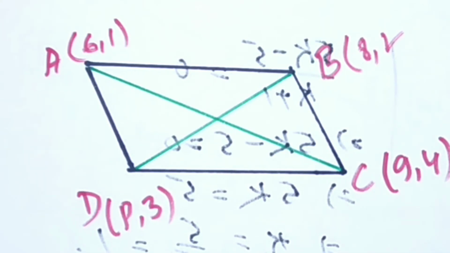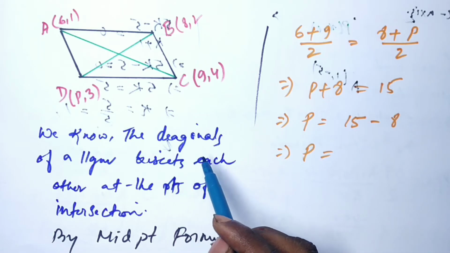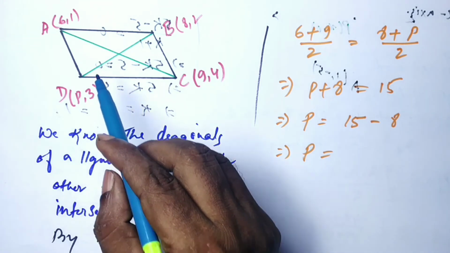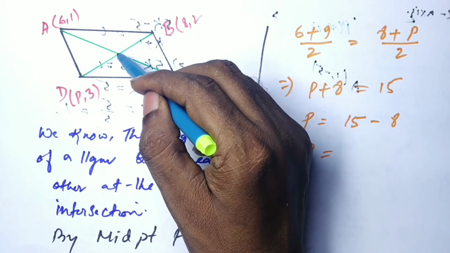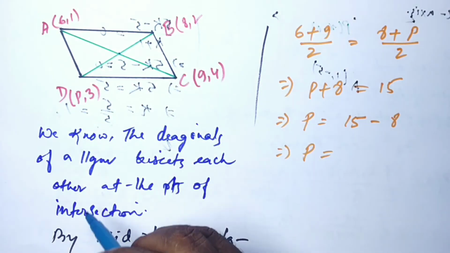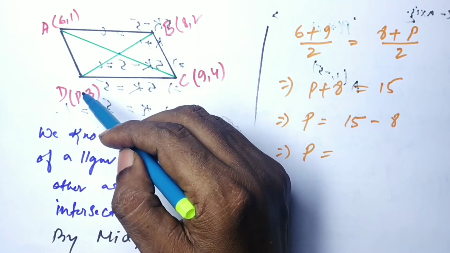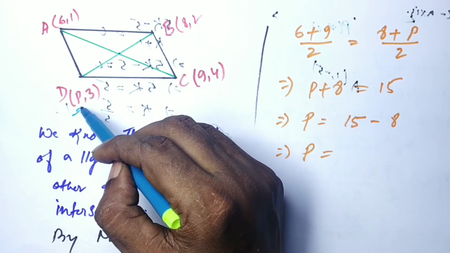So we solve it. We draw the diagram ABCD in order. A is (6, 1), B is (8, 2), C is (9, 4), D is (p, 3). The diagonals of a parallelogram bisect each other at the point of intersection. So by the midpoint formula, the midpoint of AC equals the midpoint of BD. So we take out the value of the first one, the x value.